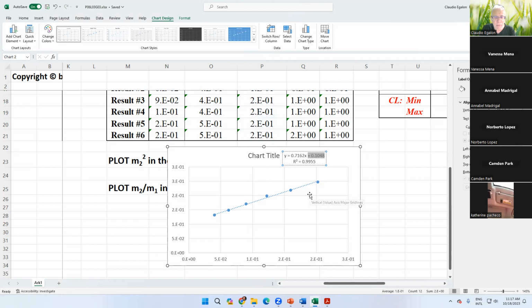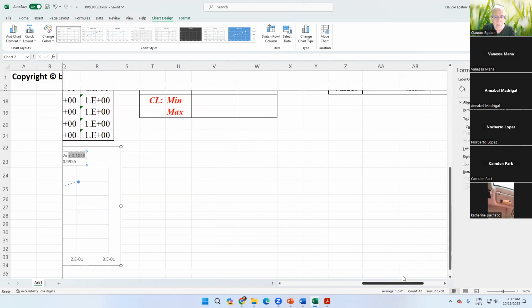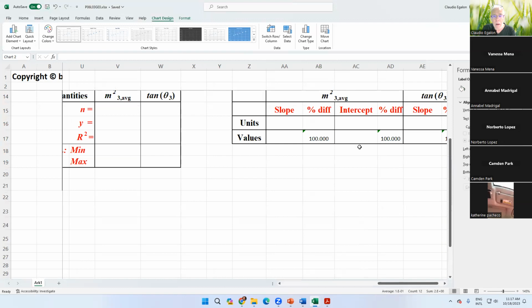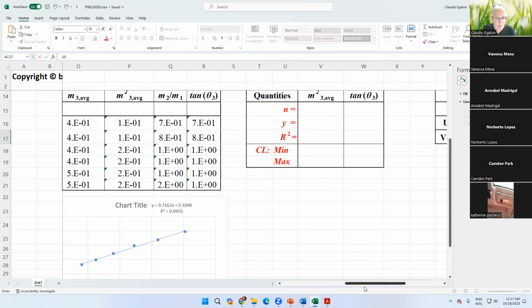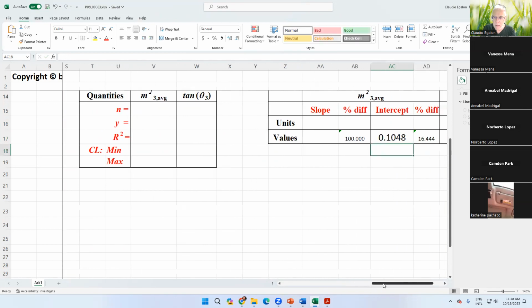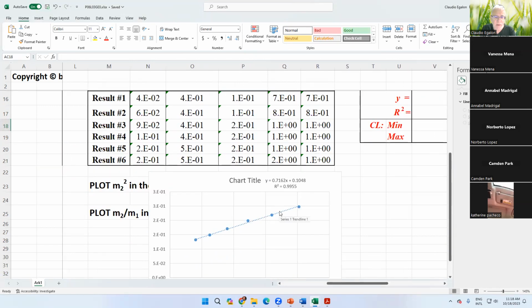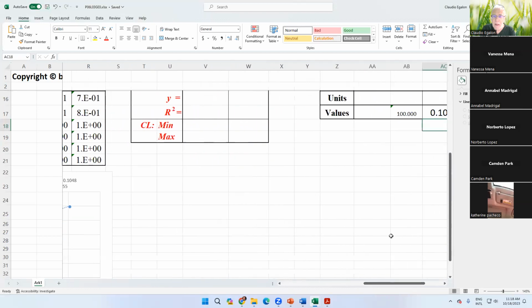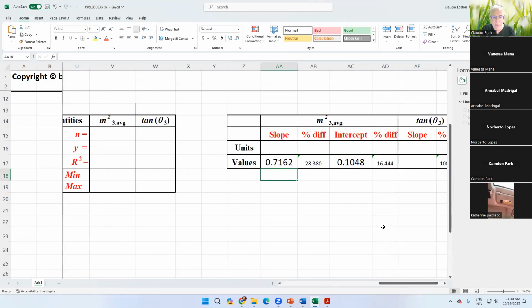Did you type the intercept in the other table? Not yet, I'm about to do that. Yeah, now it's 16.444. Okay, so now you got the right value, 0.1048. How about the slope? Slope should be 0.9875, right? Well, the slope that I'm getting here is 0.7162, okay? 0.7163. Looks like you don't have good data. It's almost 30%, but there's nothing you can do about that.